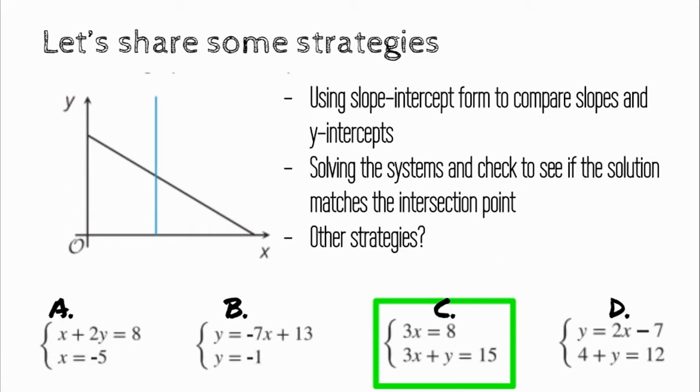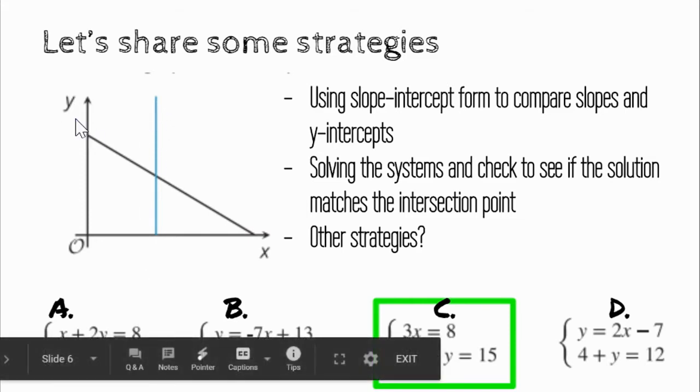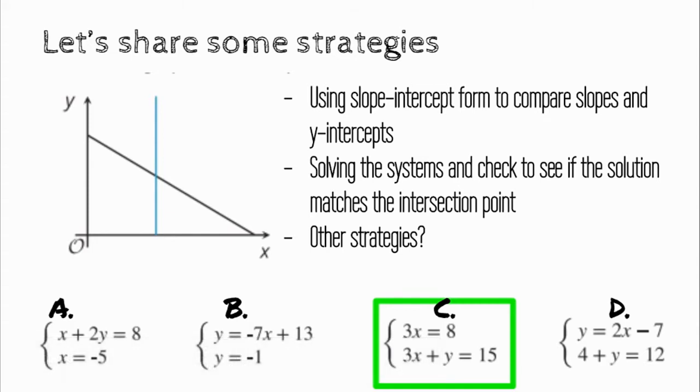System C works because 3x minus 8 can be rearranged into x equals 8/3. The graph for x equals 8/3 is a vertical line to the right of the vertical axis. So this vertical line to the right of the y-axis would be 3x minus 8. And then 3x plus y equals 15 can be rewritten as y equals -3x plus 15. Its graph has a negative slope and a positive y value for the y-intercept. So we have a negative slope here and a positive y value.